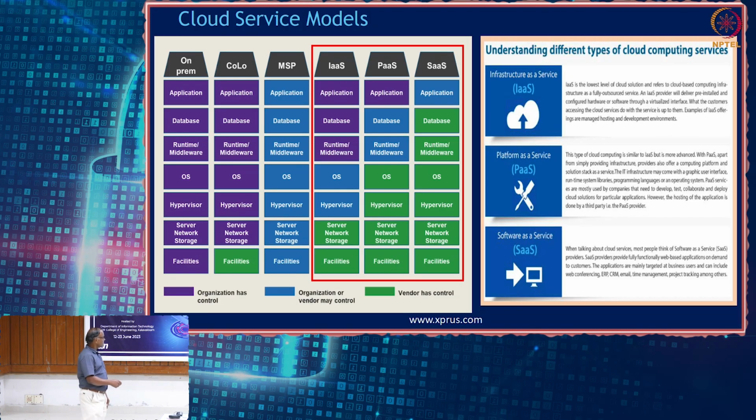So if you see that in the infrastructure as a service, the green one, AWS or Google are responsible only for the servers, network and facilities. Rest of the things you are responsible for. Okay, you still deploy the server, you deploy your storage, you configure it, everything.